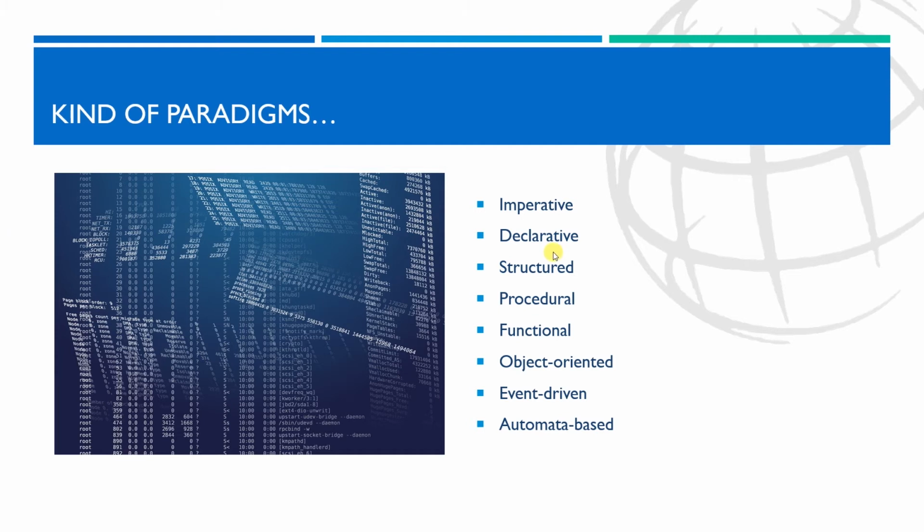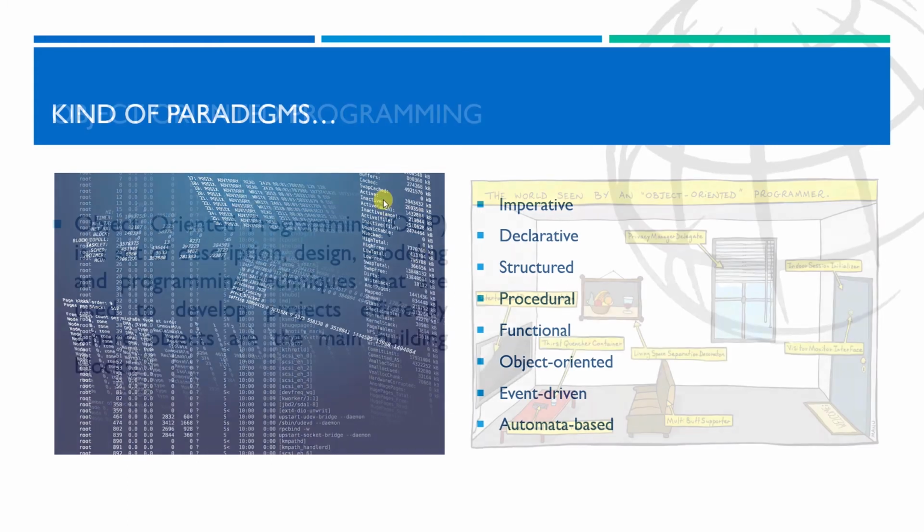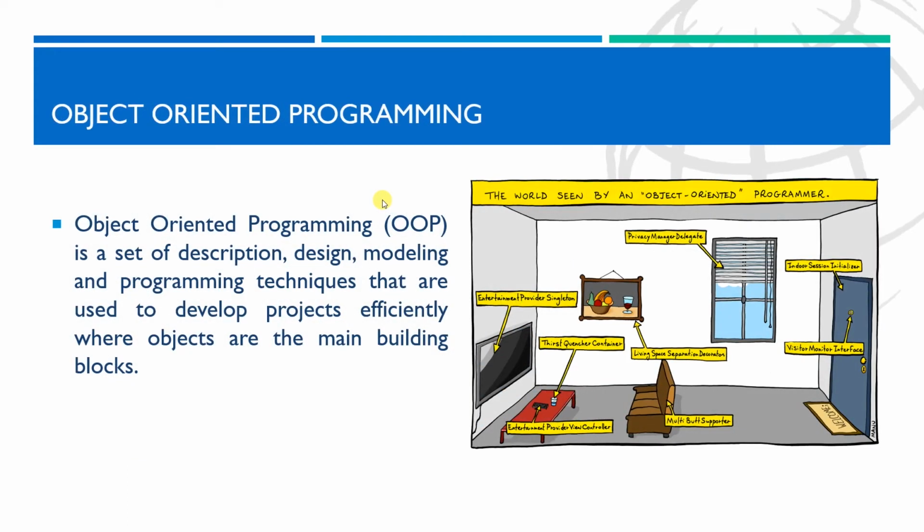Object-oriented programming is a set of description, design, modeling, and programming techniques that are used to develop projects efficiently, where objects are the main building blocks. There are numerous formal definitions for this term, which can be summarized as a form of system implementation in which programs are organized as a cooperative collection of objects, each representing an instance of a class, and whose classes are members of a class structure defined by relationships.